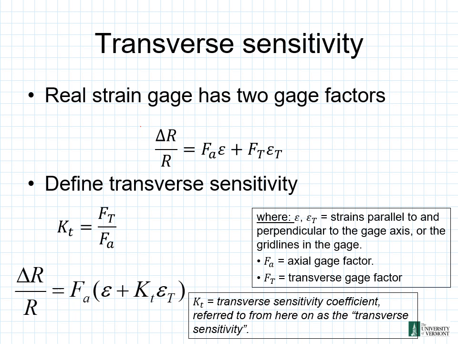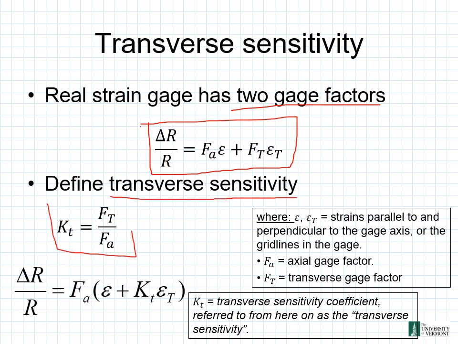So let's take a look at transverse sensitivity. For a real strain gauge, it has two factors. We have the following relationship: delta R over R is equal to F sub A times epsilon sub A plus F sub T times epsilon sub T, where our epsilons are the strains parallel and perpendicular to the gauge axis or the grid lines in the gauge. Our F sub A is our axial gauge factor, and our F sub T is our transverse gauge factor. If we define our transverse sensitivity, we have that K sub T is equal to F sub T over F sub A, where K sub T is our transverse sensitivity coefficient, referred to from here on out as the transverse sensitivity.